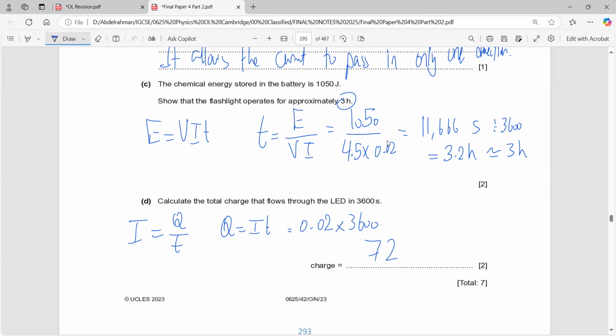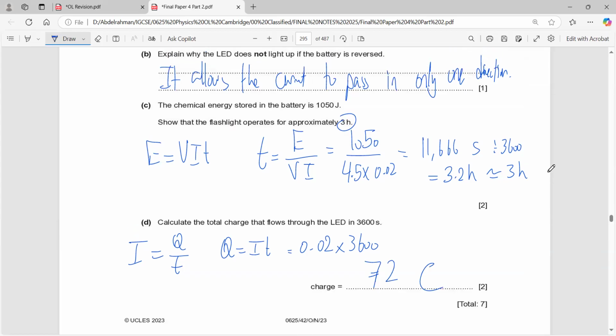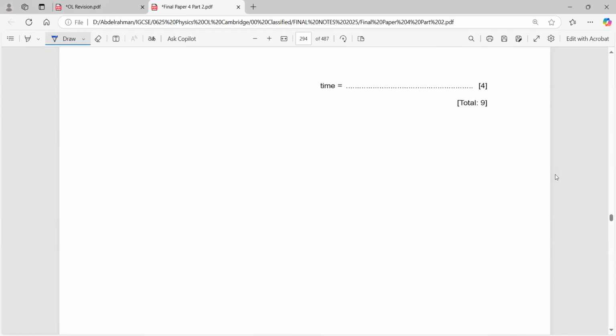What is the unit of the charge? Because you keep on forgetting the unit of the charge. It is coulombs, C. Okay, 72 coulombs. Moving on.